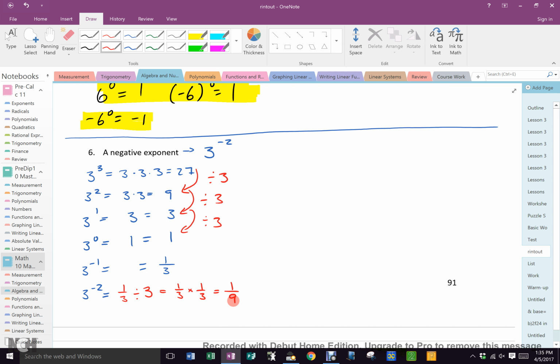So notice, 3 to the 1 was 3. 3 to the negative 1 was 1 over 3. 3 squared was 9. 3 to the negative 2 was 1 over 9. So you guys are smart kids. What is 3 to the negative 3? 1 over 27. Is everybody cool?